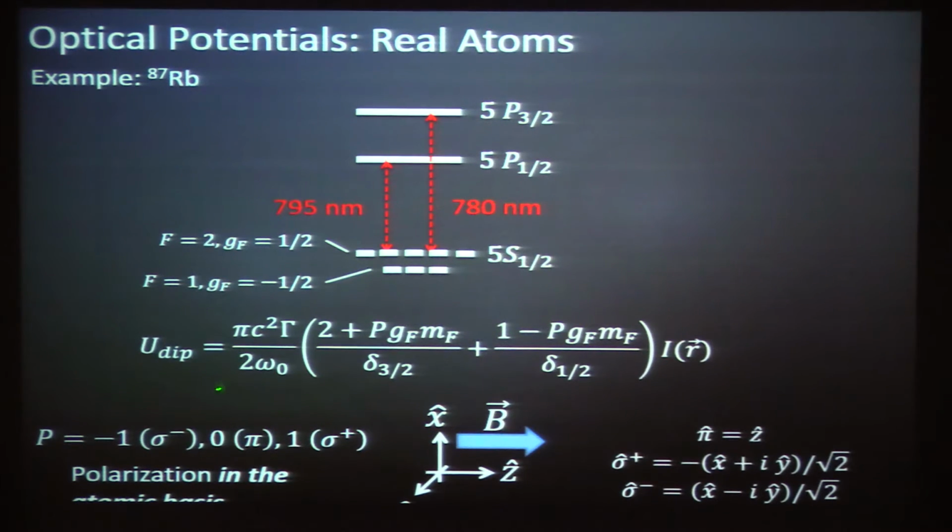This is the dipole potential for a real atom like this, where there are multiple terms, one for the transition to the P3/2 state, one from the transition to the P1/2 state. And these terms are actually polarization dependent. Okay, so there's a number here, which is the polarization of the laser beam, -1, 0 for pi or linear polarization, +1 for right circular. Okay, and these are polarizations in what's called atomic basis, which is defined by a magnetic field. And notice also they're multiplied by an MF, by the MF level of the atom, which remember we control and we select in our experiments.